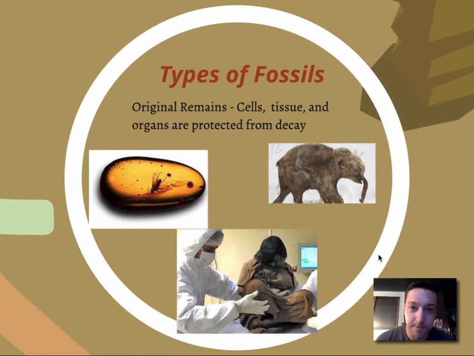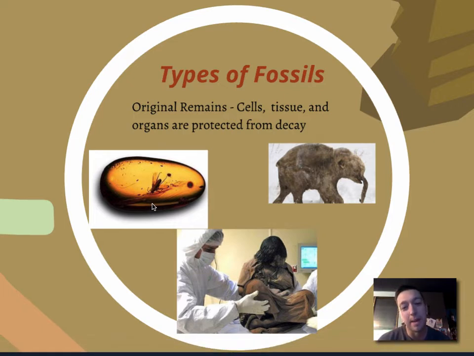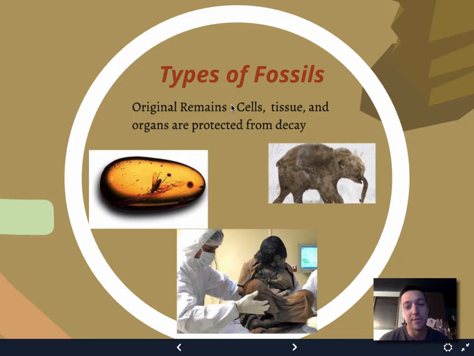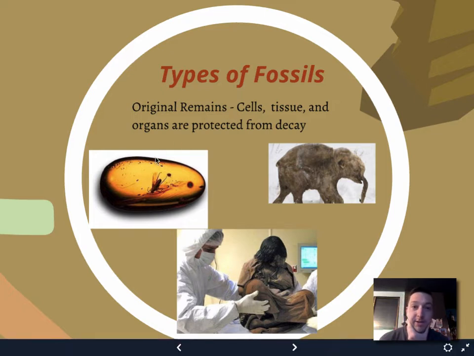Okay, this one's cool. If you've ever seen Jurassic Park, we know that prehistoric mosquitoes can get trapped in amber. But the third type of fossil is called original remains. That means that it's not rock. It's the actual cells of the organism that survived. So I'll go through these 3 examples. This is a prehistoric mosquito stuck in amber.